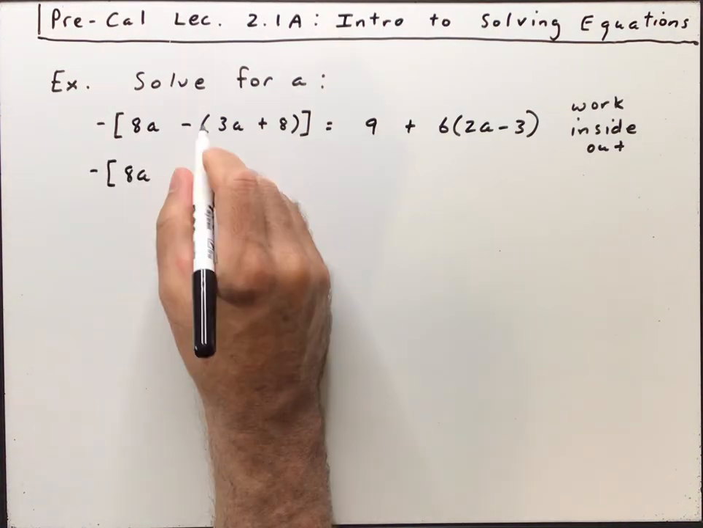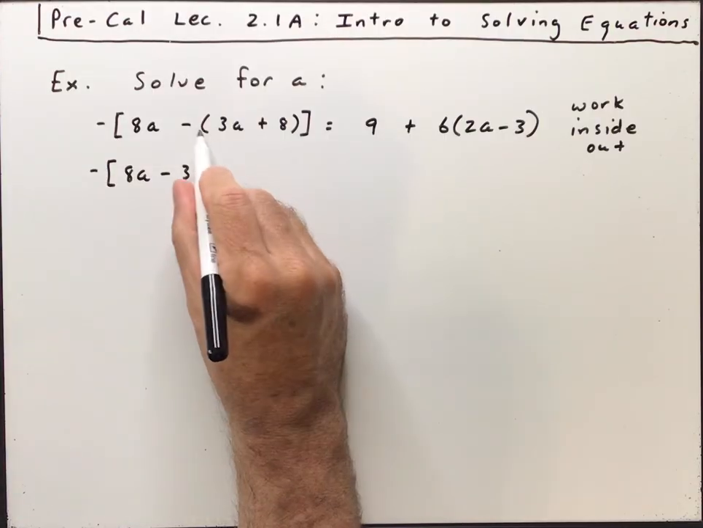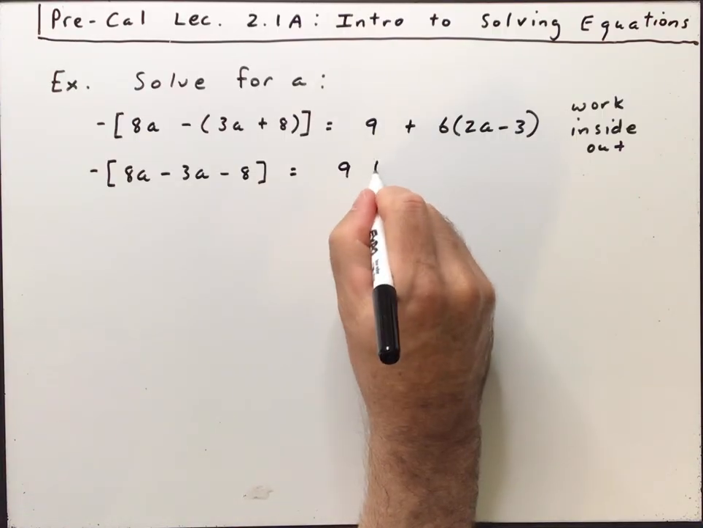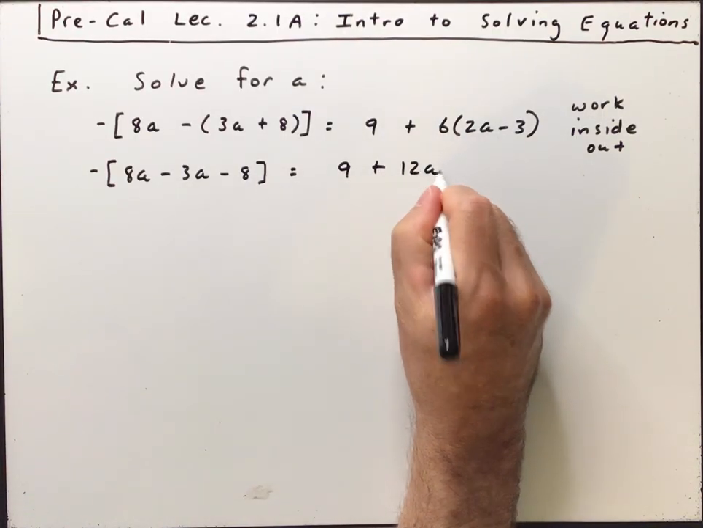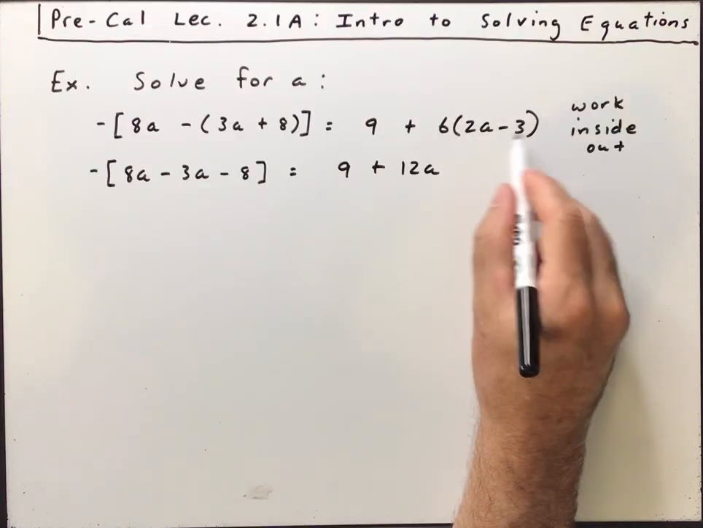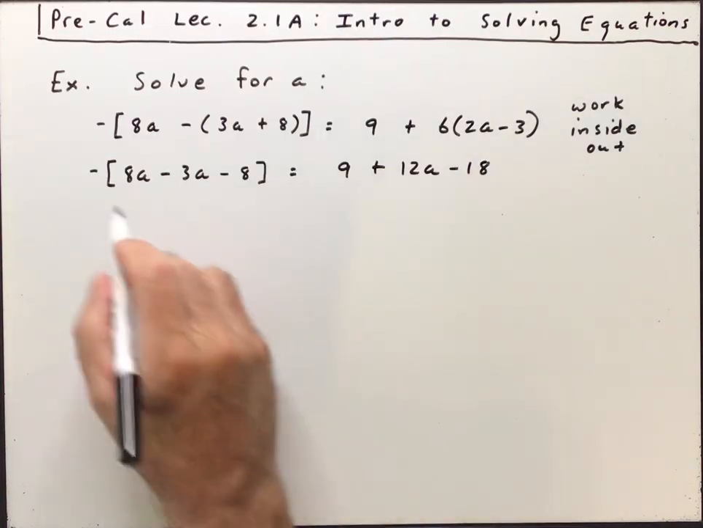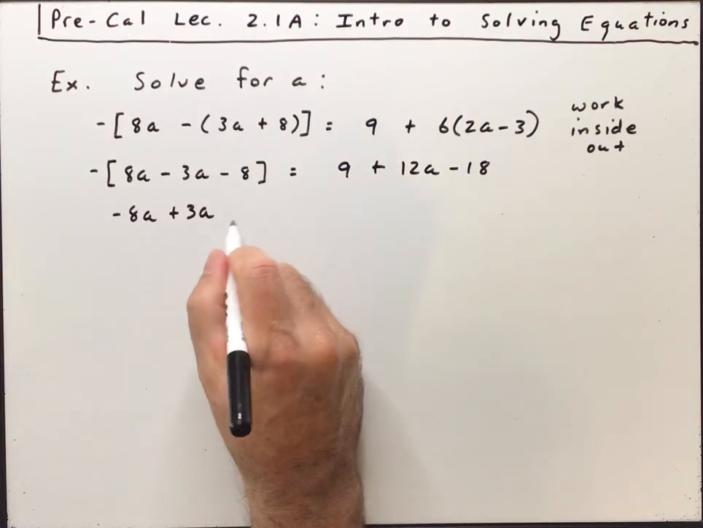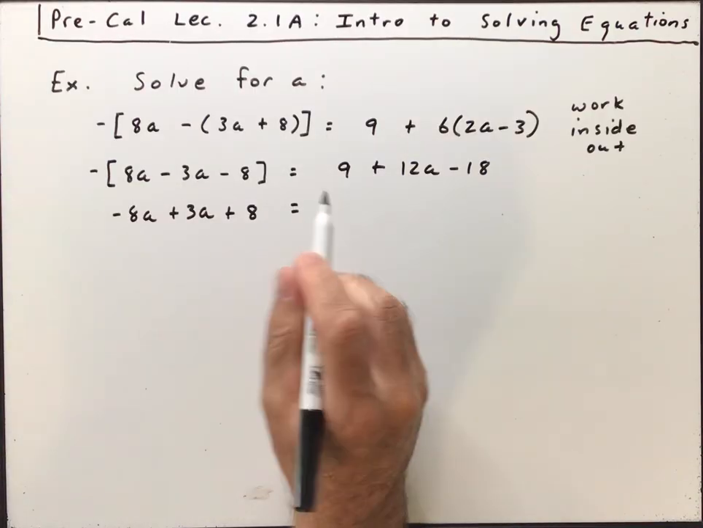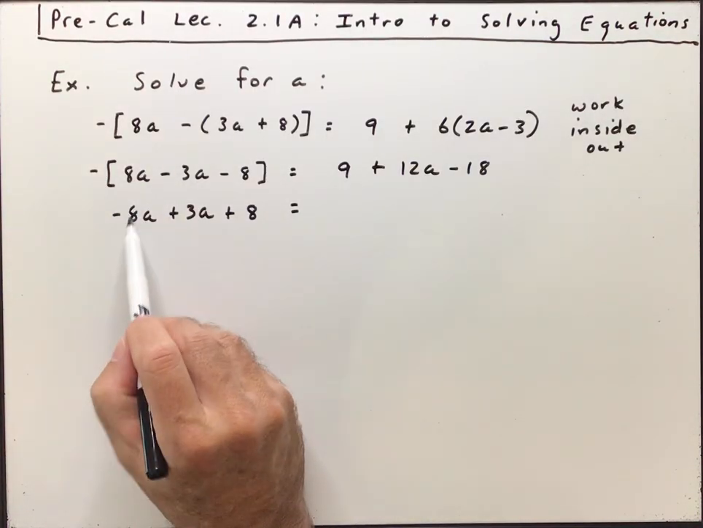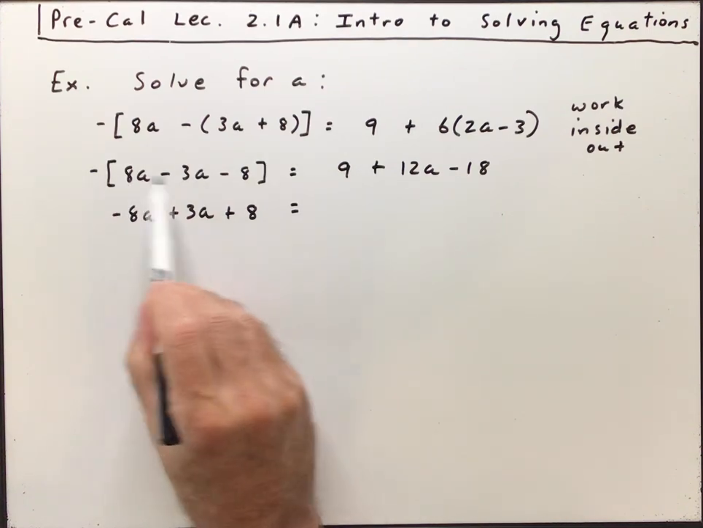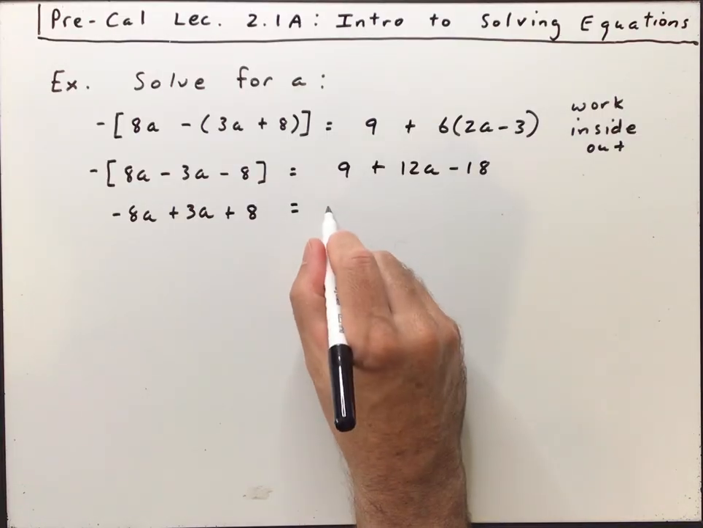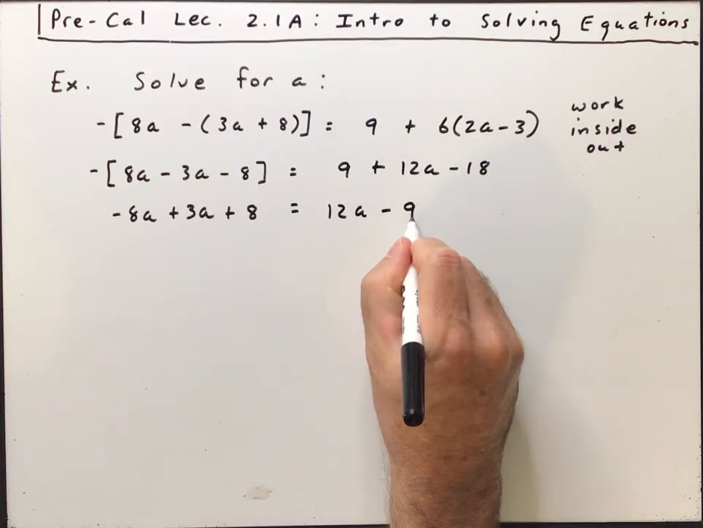So I've got 8A and then minus 3A minus 8 is equal to 9 plus 6 times 2 would be 12A. And then 6 times negative 3 would be minus 18. Let's combine like terms here. Got negative 8A plus 3A. Negative negative makes a positive 8. So I have students all the time, they get in a hurry and the negative signs just kill them. But negative 8A, negative negative positive 3, negative negative positive 8. 9 minus 18, so this is going to be 12A minus 9 on the right.